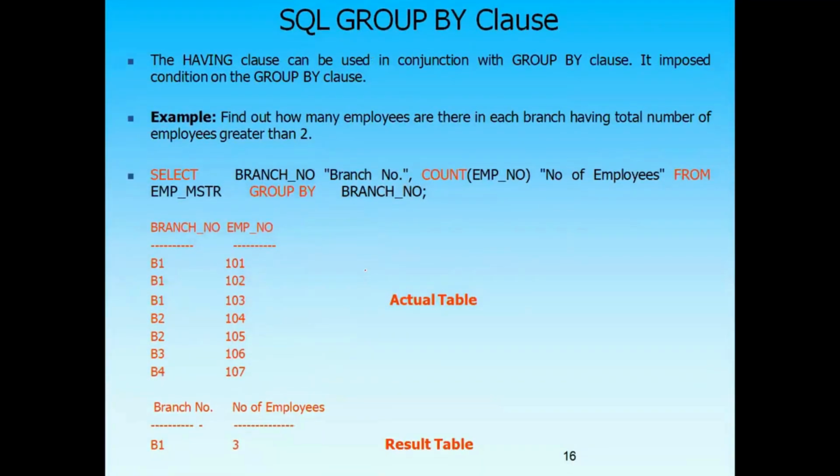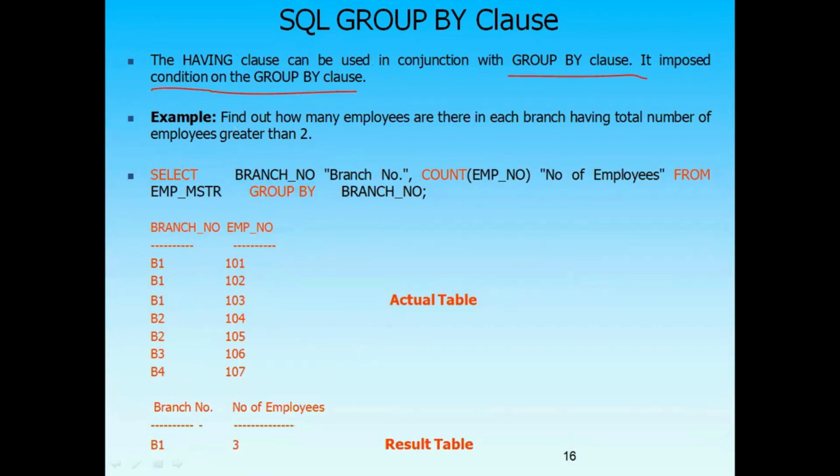This is another example, only here we are using the having clause. The having clause can be used in conjunction with the group by clause. It imposes a condition on the group by clause. Whatever result is given by the group by clause, if you want to filter that result, then you can use the having clause.